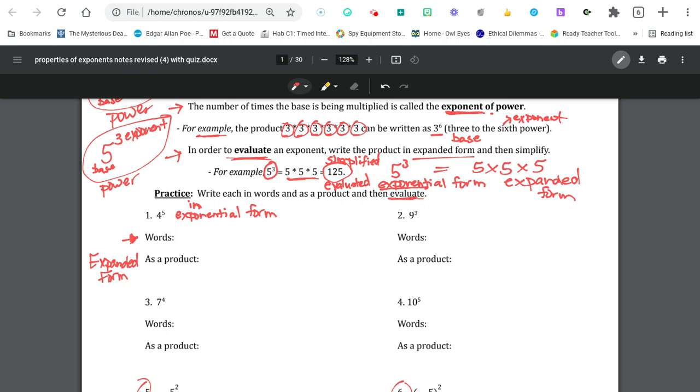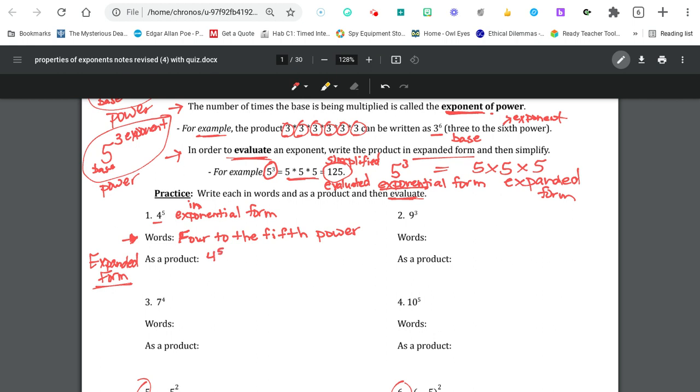So when we get ready to talk about this in class out loud, I want you to know how to read these powers. So you're going to read the base. The base is 4. So you're going to have 4. And you're going to say to the what power? Well, what's the exponent? The exponent is 5. So you're going to say 4 to the 5th power in terms of words. And then as a product, and also what we call expanded form, writing it out, you're going to write out 4 to the 5th power.